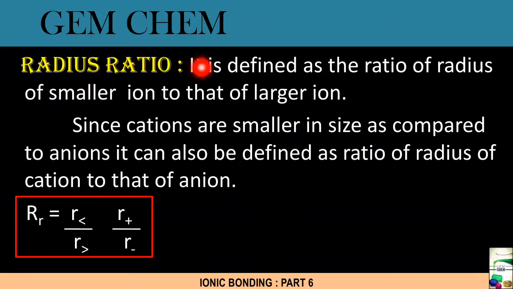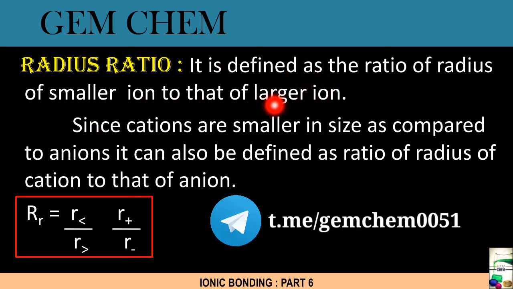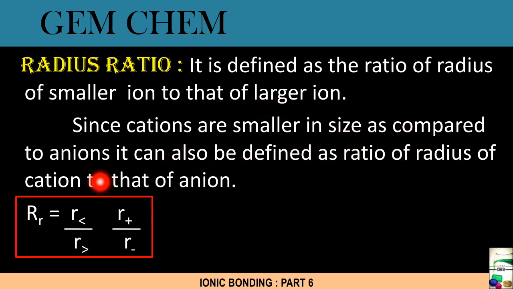Now what do we mean by radius ratio? It is defined as the ratio of the radius of the smaller ion to that of the larger ion. And you must know that cations are in general smaller than the anions, so it can be defined as a ratio of cation to that of the anion, right? So this can be represented like this.